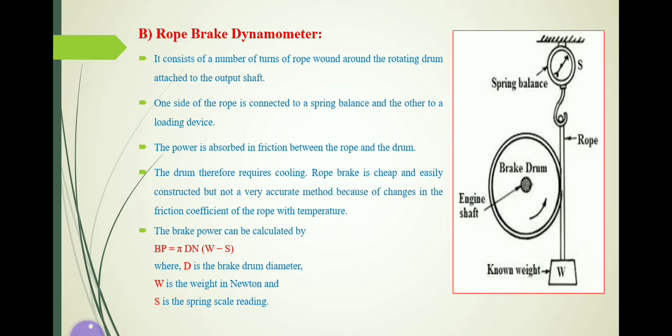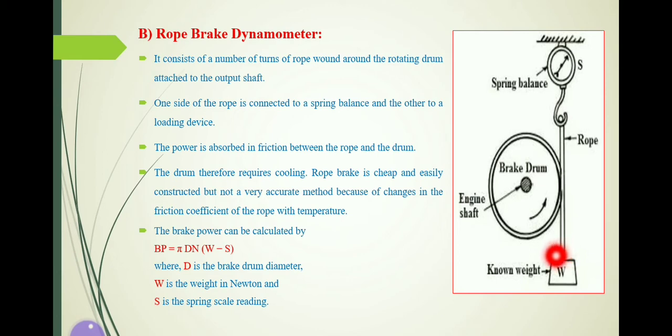The rope is wound around the brake drum. One of its ends is connected to the spring balance, from which we get the spring balance reading, hanged at one position, and the other end of the rope is connected to the balancing weight, or we can call this a known weight. Here this is the rope, this is the brake drum around which the rope is attached. One end is connected to the spring balance by this hook, and the other end is connected to this balancing weight. Now we apply weight in a continuously increasing manner on this balancing weight.